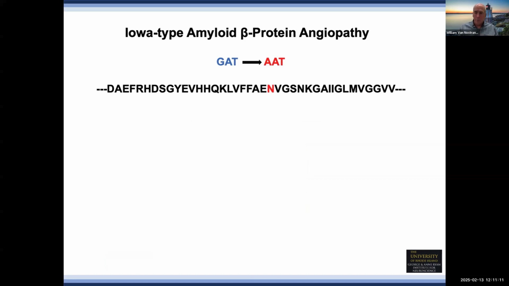Now, another familial form is known as the Iowa type CAA. This again results from a point mutation in the APP gene. And again, this changes the codon that normally encodes for an aspartic acid residue at position 23, one site downstream from where the Dutch mutation occurs. In this case, it's replaced by an asparagine residue.